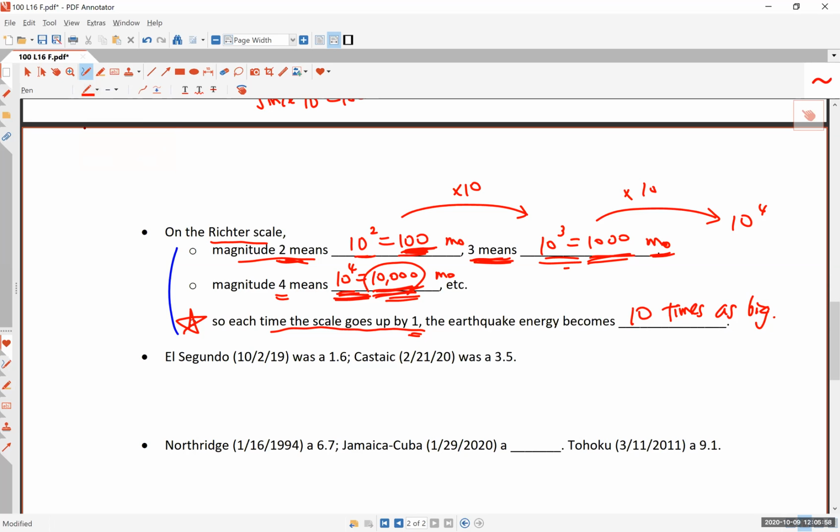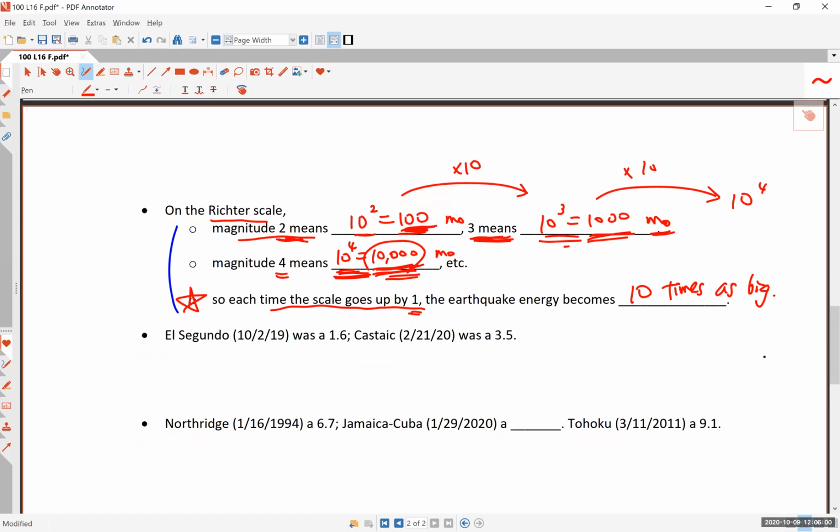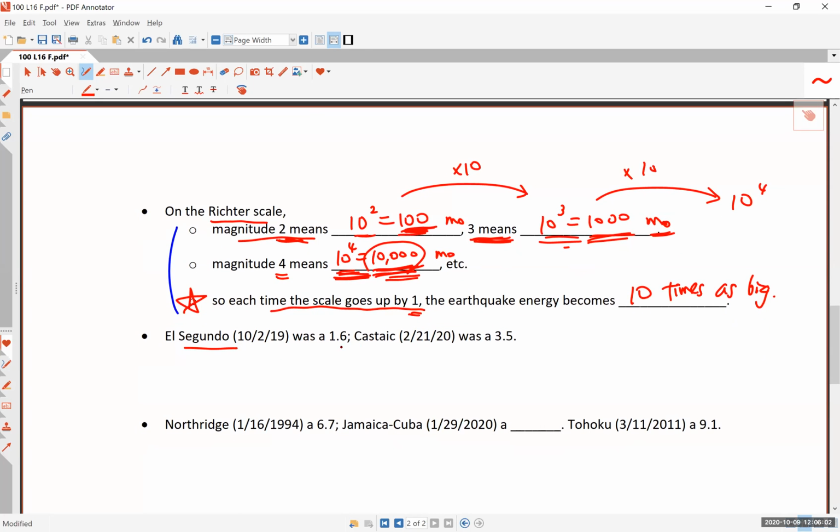All right, so let's compare some earthquakes. The El Segundo earthquake was a 1.6, a tiny one, okay? And the Castaic one in February of 2020 was a 3.5. All right, let's compare these. What can we compare? This will be like this: 10 to the 3.5 divided by 10 to the 1.6.